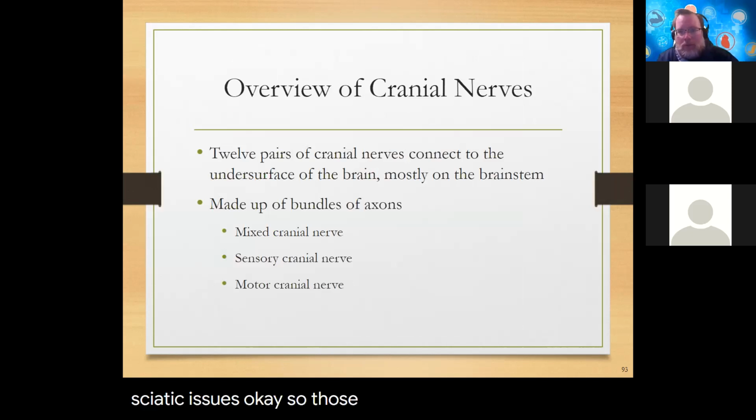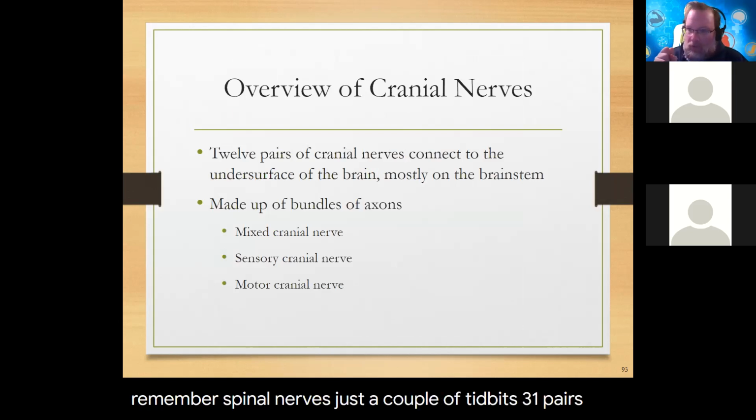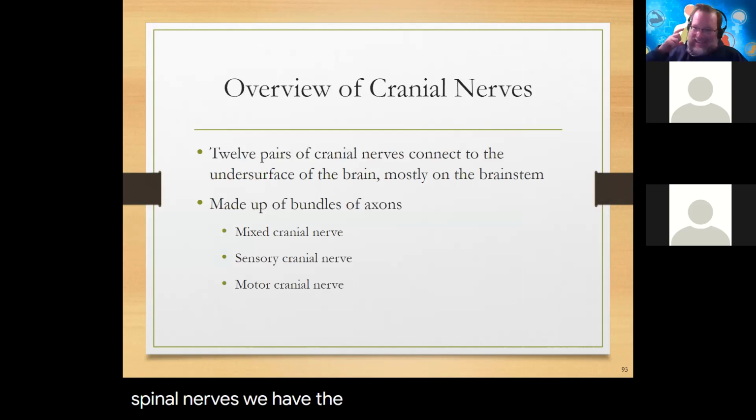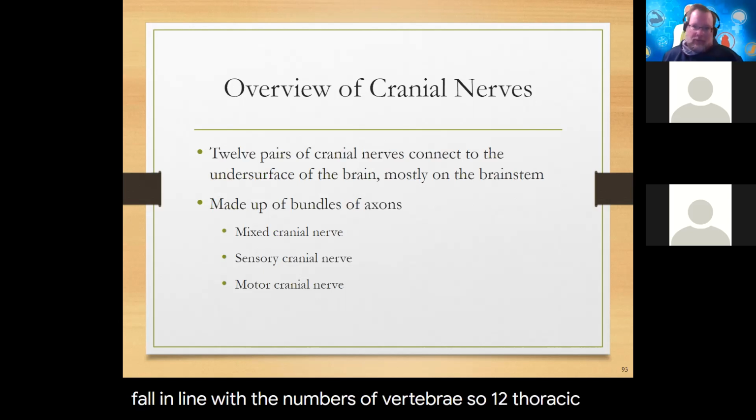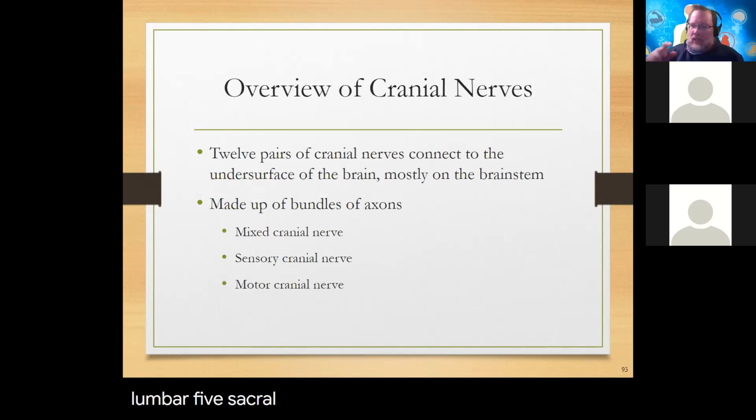Okay, so those are your spinal nerves. So remember, just a couple of tidbits: 31 pairs of spinal nerves. We have 8 cervical, and then the rest fall in line with the numbers of vertebrae. So 12 thoracic, 5 lumbar, 5 sacral, and then 1 coccygeal pair.